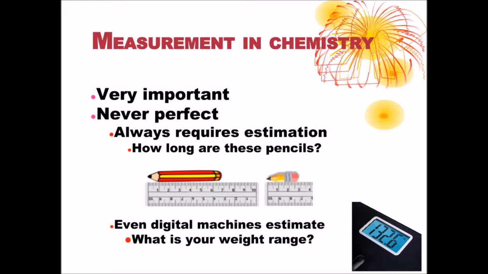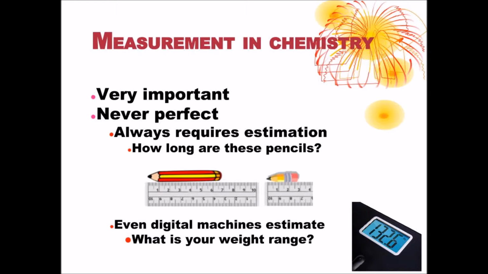Measurement in chemistry is extremely important. We have to remember that measurement is never perfect. It always requires some degree of estimation. For instance, if I asked you how long the first pencil in the picture is, you would say somewhere between 6 and 7 centimeters long. Some of you might say 6.5, some might say 6.7, some might say 6.8. We're sure that the pencil is longer than 6 centimeters. We're sure that it isn't quite 7 centimeters, but beyond that, we're going to estimate.